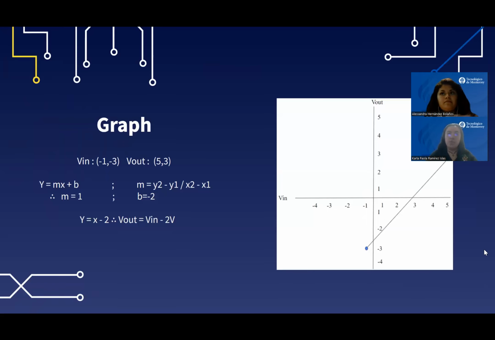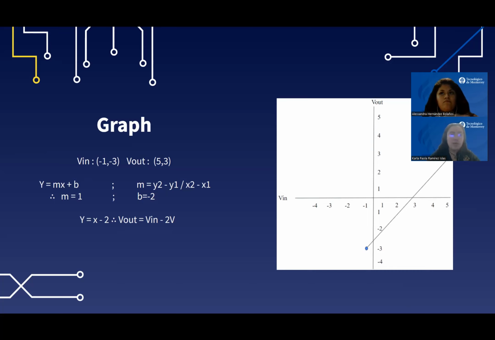For a linear representation, we can use the slope equation to obtain the equation for this graph. To obtain the values of m and b, we need a first point: Vin of -1 and Vout of -3 in this case, and for the second point, Vin of 5 and Vout of 3. Thus, the voltage out is obtained, and with the previous points, we obtain this graph.